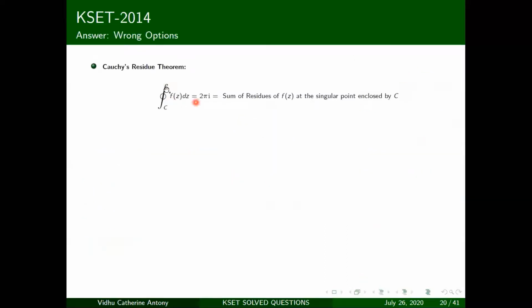So this is your Cauchy's residue theorem. This is times, actually, times the sum of the residues. So your Cauchy's residue theorem: the integral over C of f(z) dz is equal to 2 pi i times the sum of the residues of f(z) at the singular points enclosed by C. Let's look at the next one.